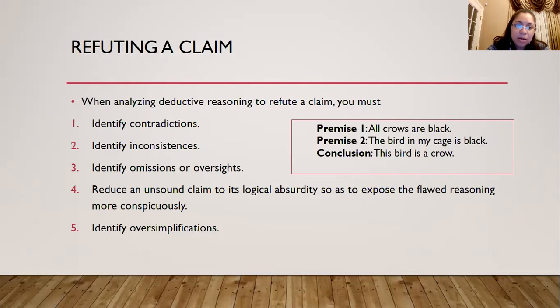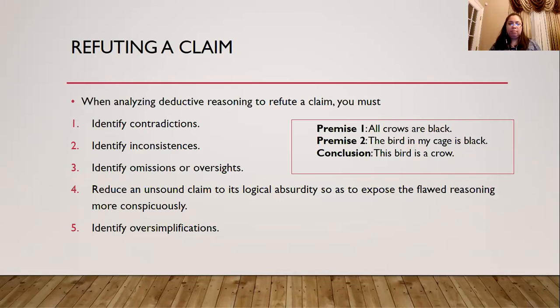First, identify the contradictions. Then identify inconsistencies that there may be in the two premises or even the conclusion. Identify omissions or oversights with this claim and reduce an unsound claim to its logical absurdity so as to expose the flawed reasoning more conspicuously. Identify oversimplification. So these are the 5 steps that you would take to refute a claim when you find a claim in deductive reasoning. Let's look at this example again. All crows are black. The bird in my cage is black.